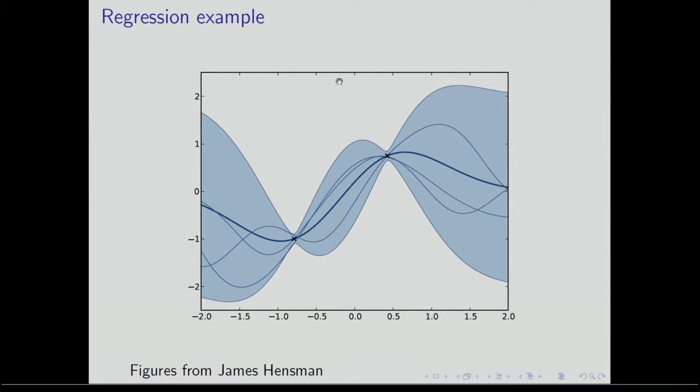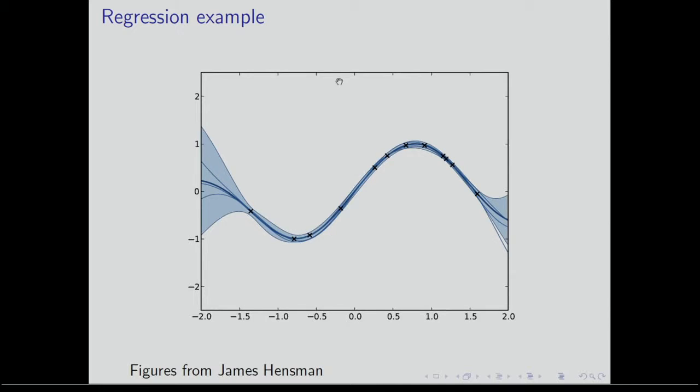And the more data I see, the more the data constrains me. And so my posterior distribution over the functions that go through this data becomes closer to the data, and the posterior variance, or the credible regions, become tighter. And then if I have a lot of data, I see that this was actually generated from a sine wave.